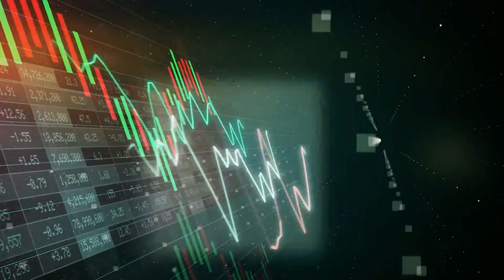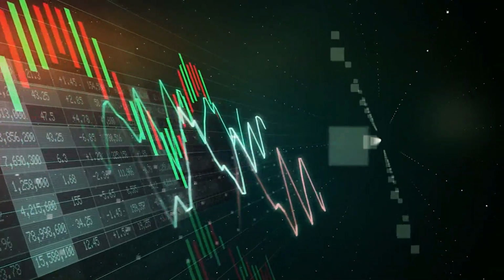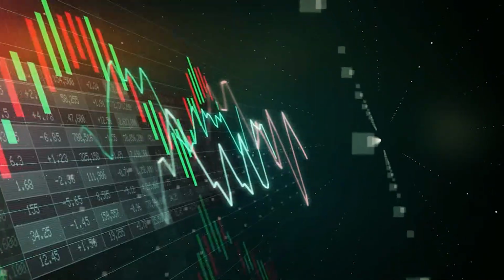This sounds very basic, but this is exactly where many beginners make mistakes. They see one green candle and immediately think, okay, the market is going up. Or they see one red candle and immediately they want to sell. But one candle doesn't tell you the whole story. You need to look at the overall movement.